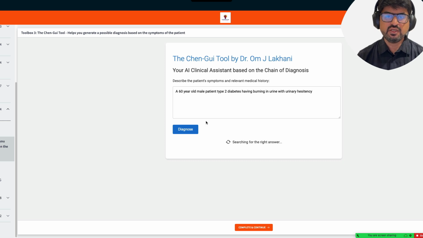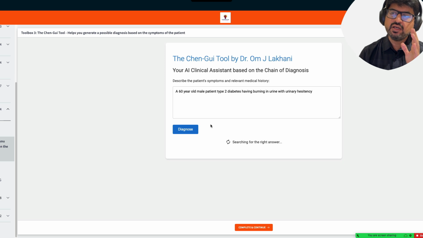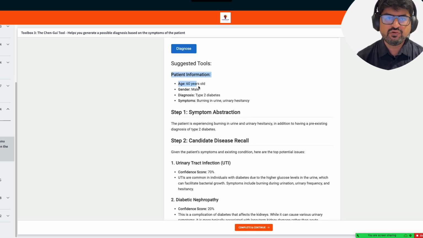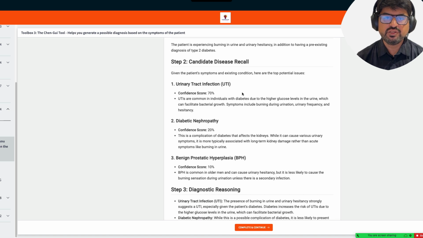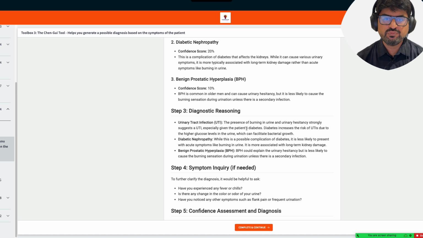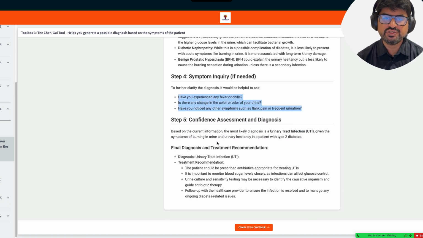So it is searching for the answer. It will do all the step-by-step process. It will first think of the answer. Here it shows patient information: age 60-year-old male, type 2 diabetes, burning urine, urinary hesitancy. Then it considers the potential diagnoses: diabetic nephropathy, BPH. Then it asks these questions you should be asking your patients, gives a confidence interval, and the diagnosis: UTI. So that's the whole idea.